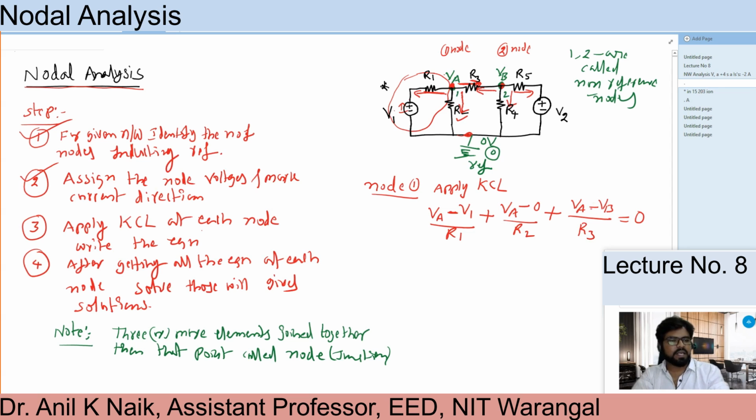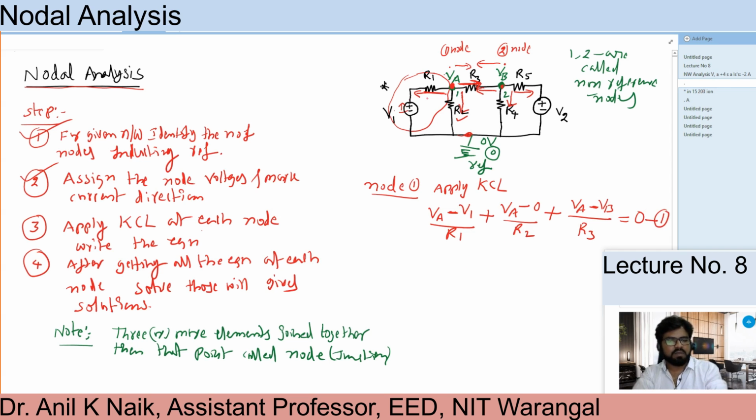Why am I writing minus here? Because with respect to this node, my current direction is this, but actually with respect to the other node, the current direction is coming like this. So these are opposing each other. That's why I am getting that minus, VA minus VB by R3, equal to 0. This is equation 1.